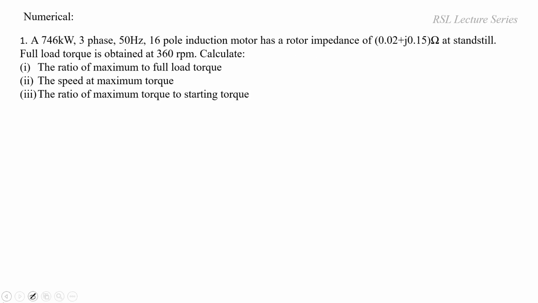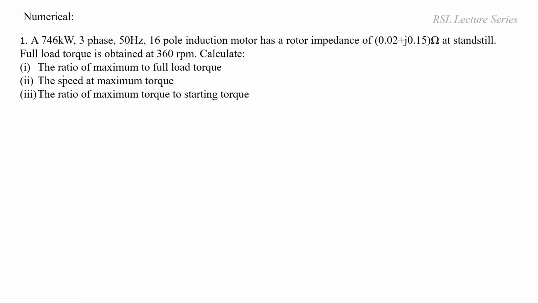Okay. Now let us solve one numerical. So the given problem is a 746 kilowatts 3-phase 50 hertz 16 pole induction motor has a rotor impedance of 0.02 plus j 0.15 ohm at standstill. Okay. So this is R2 plus jX2. Okay. So next, full load torque is obtained at 360 rpm. So this is a speed corresponding to full load condition. So now we have to calculate first, the ratio of maximum to full load torque, speed at maximum torque, and the ratio of maximum torque to starting torque.